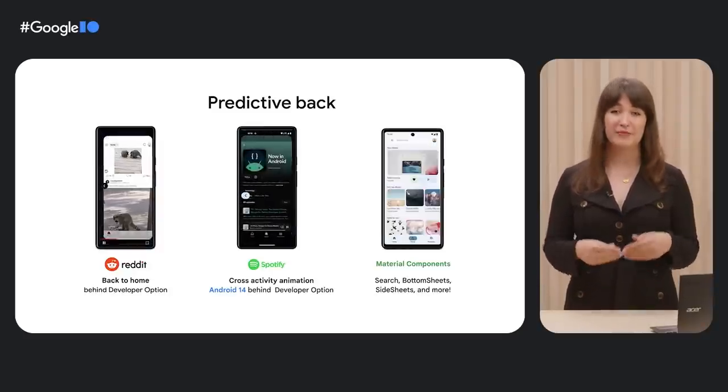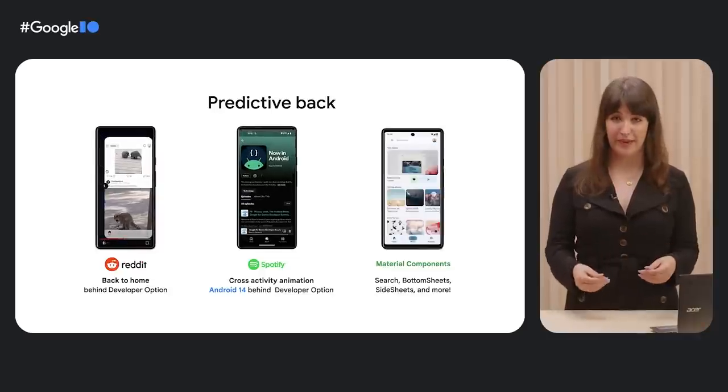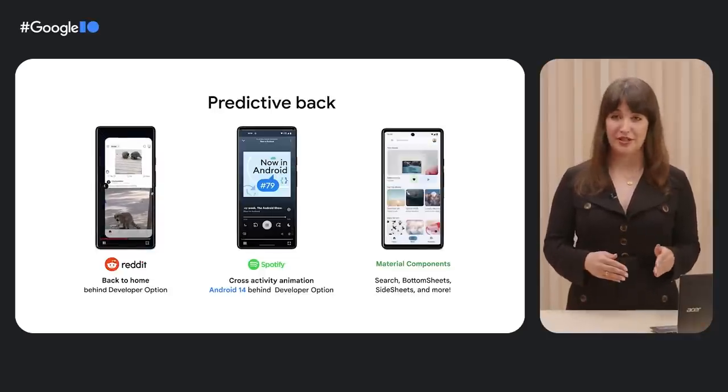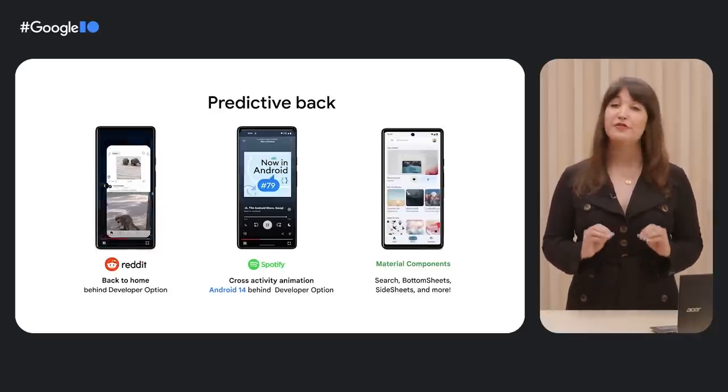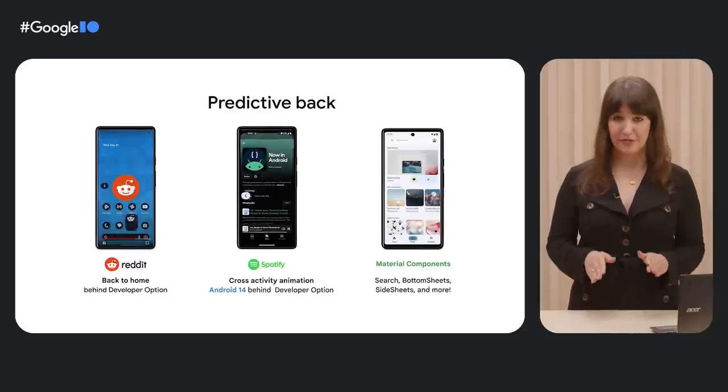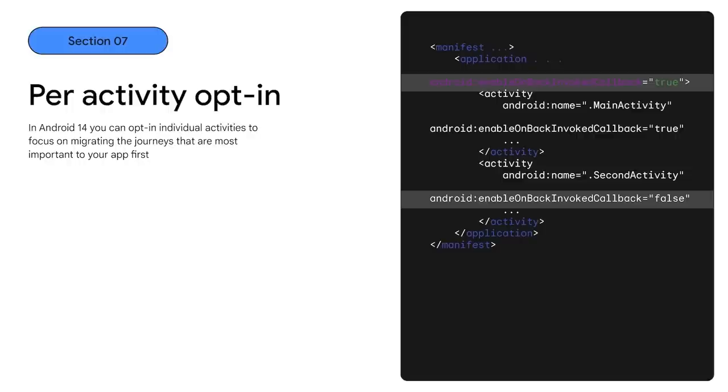In Android 14, we are adding predictive animations to your app with cross-activity animations, as well as having out-of-the-box support for many material components. One cool thing to help you migrate in Android 14 is that you can opt in individual activities, so you can focus on migrating the journeys that are most important to your app first. Opting in gives apps both the back-to-home animation and the cross-activity animation.